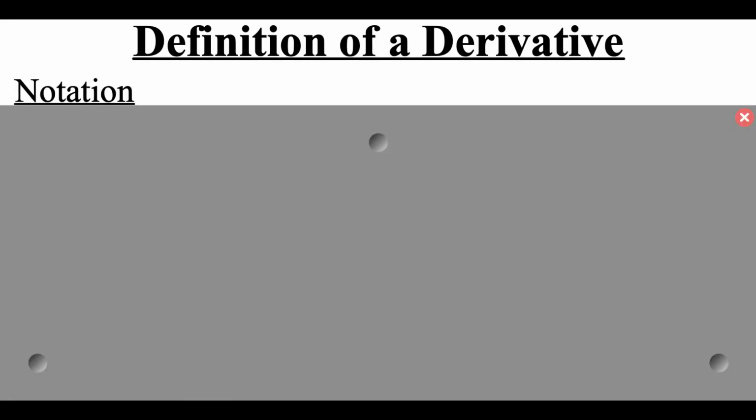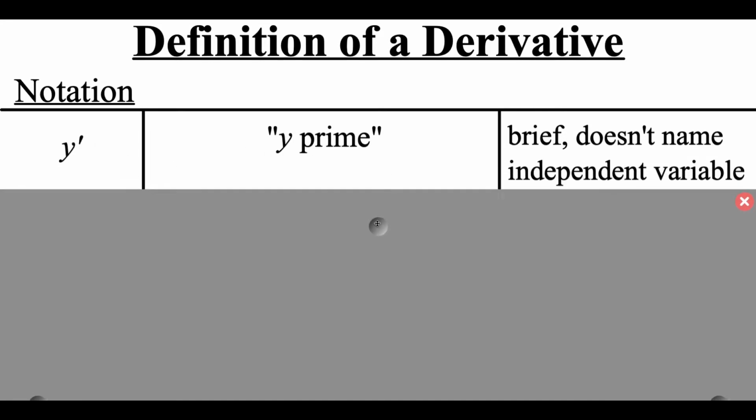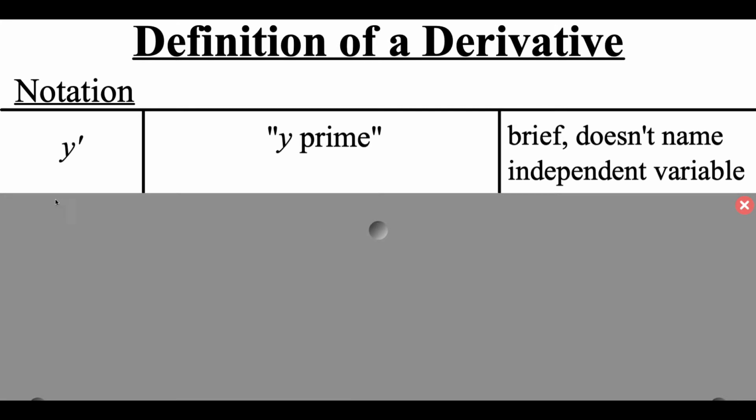Now, last thing we're going to focus on is just a little notational stuff as we're looking at derivatives, so different ways that derivatives can be written. We've already seen f with a little apostrophe on it, which means the derivative of f, or we could read that as f prime. We could also write it as y with a little apostrophe on it, which we would read y prime. And there's advantages and disadvantages to these different notational things. This one is pretty brief, but it doesn't really name what your independent variable is.